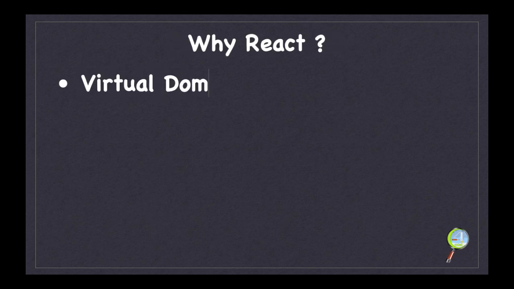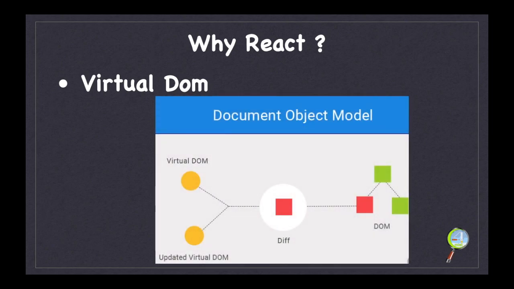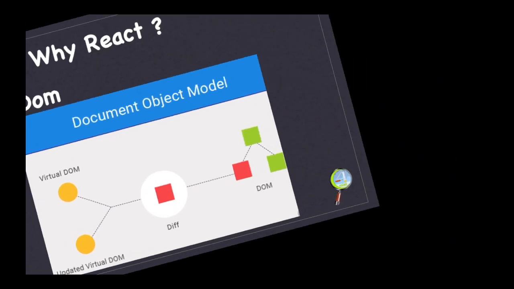First of all, React has a virtual DOM. What is a virtual DOM? When we use only DOM, whenever we make changes, the whole application gets refreshed and rearranged. But when we use virtual DOM, only the changes get refreshed and rearranged. This makes the development faster.